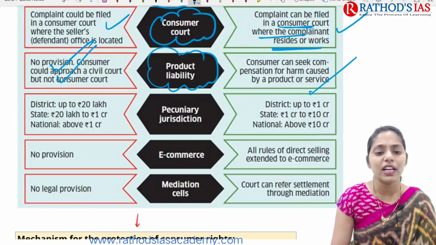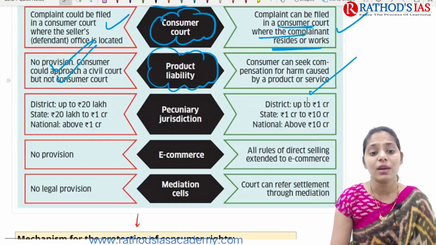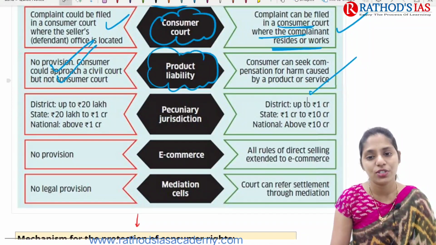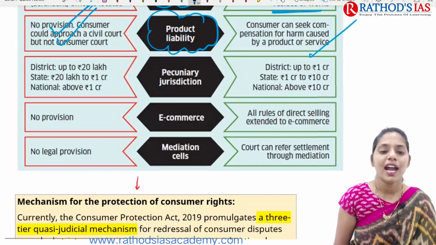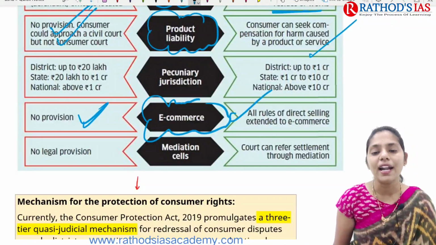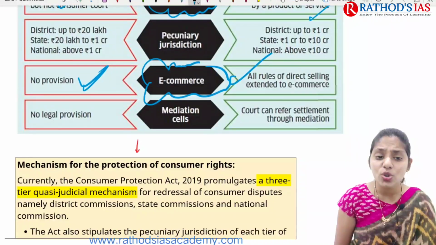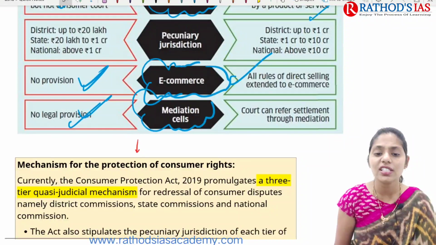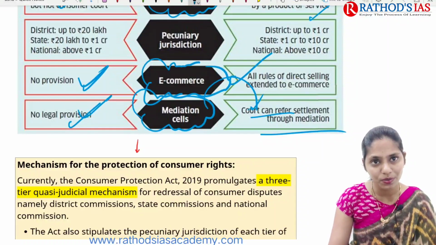And this one is pecuniary jurisdiction. At the district level it is up to 1 crore rupees, at the state level 1 crore to 10 crores, and at the national level above 10 crore rupees. And this one is e-commerce. There was no provision earlier, but now all rules for direct selling are extended to e-commerce. Next is mediation cells. There was no legal provision regarding mediation cells in the old Act, and now the court can refer the settlement through mediation.